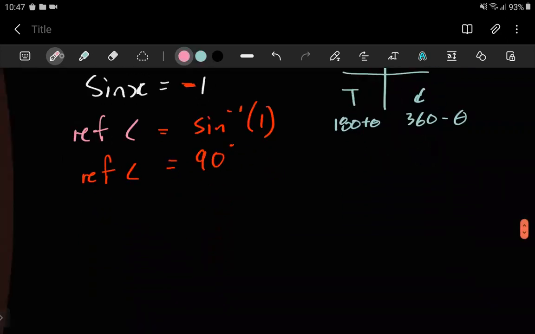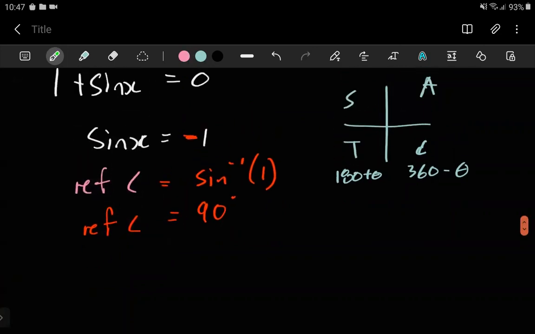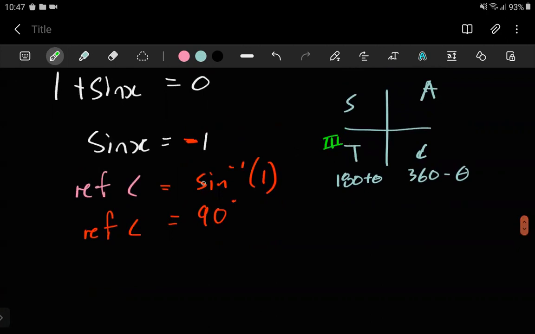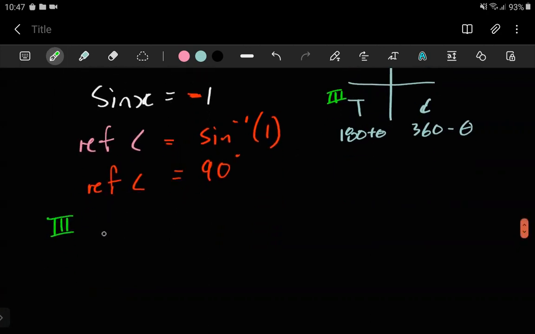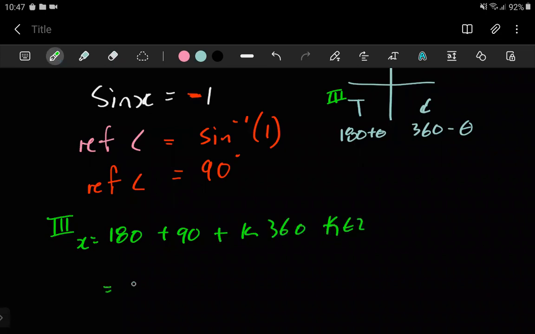With all this being done, we know that in the third quadrant we have 180 plus the reference angle. So x is 180 plus the reference angle, plus K360, K is an element of integers. This is going to be 270, so x is 270 degrees. You can add the plus K360 just for the vibes, because this is just something extra.